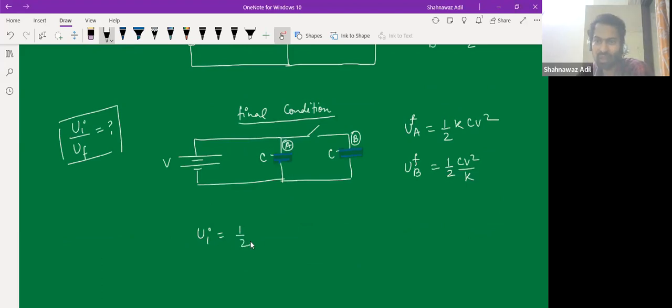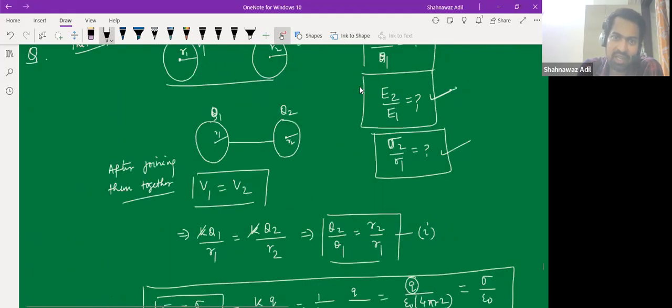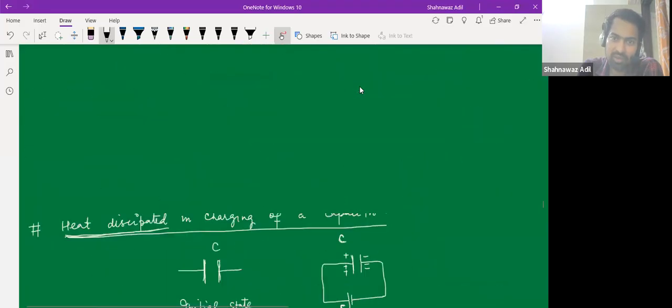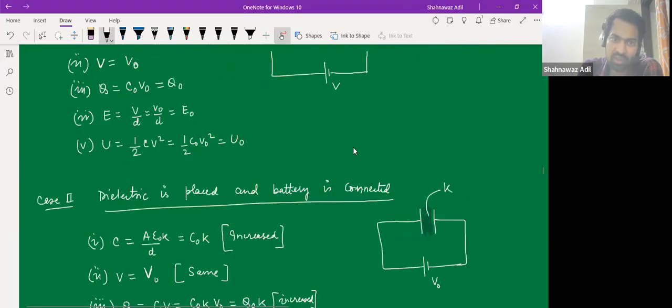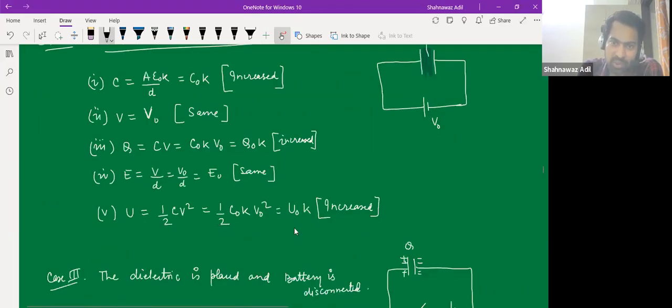Sir, how did it decrease by K times? Okay. So we know that this is disconnected, right? So whenever this is disconnected, we have seen that in the earlier example. The first one was connected. Yes, sir. So when the battery is connected, then this will increase by K times, half C naught K square.